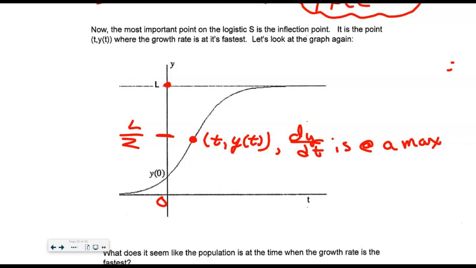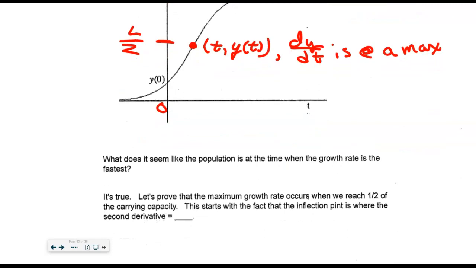All right? So the mathematical reason is because the concavity changes, right? So it says, what does it seem like the population is when the growth rate is at its fastest? It looks like the population would be half of the carrying capacity. It is. But let's do the math for it. We can't just trust Priestley. He just guessed, right? It's a good guess. It looked great. But why wasn't it 904? Okay, so let's go prove it.